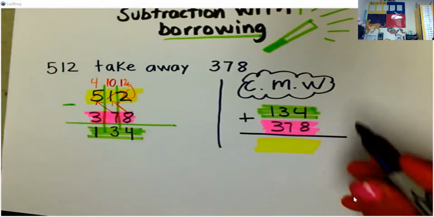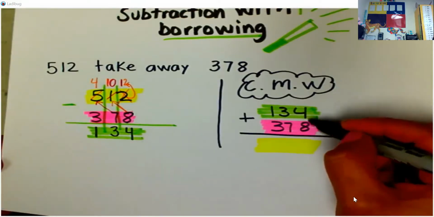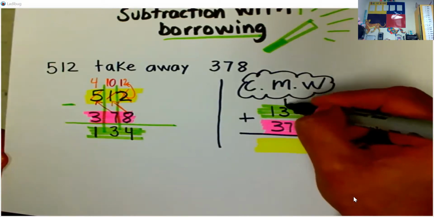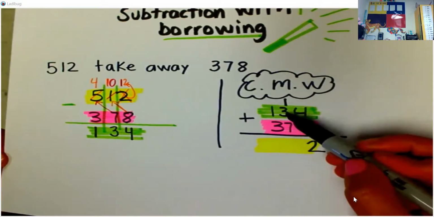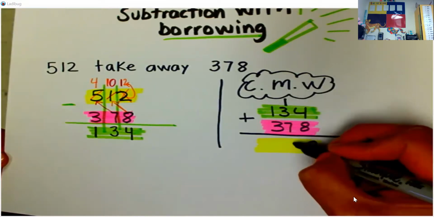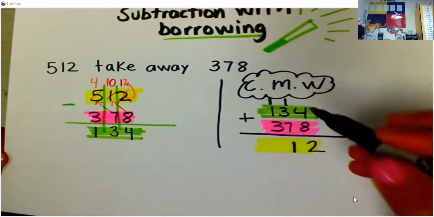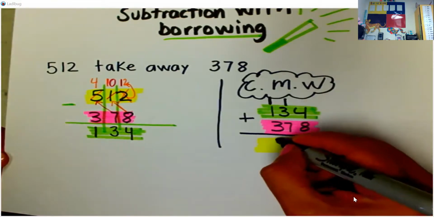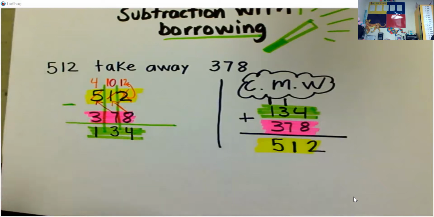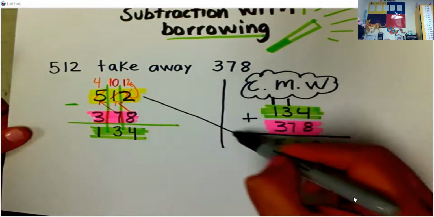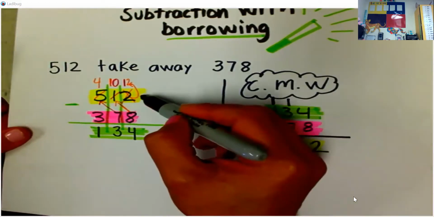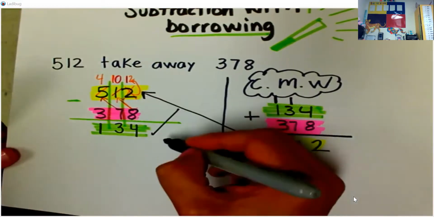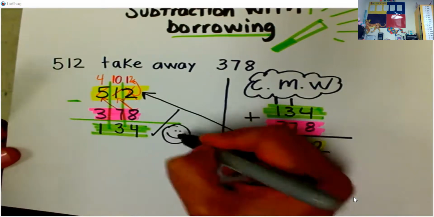Okay, so now let's start checking. 4 plus 8 equals 12. And I have one more. 7 plus 3, 10. Plus 1, 11. And I have one more. 3 plus 1, 4, plus 1, 5, 500. How do I know that I did right, guys? It's because my answer and the number on top are the same. So that means that my answer is correct, okay?